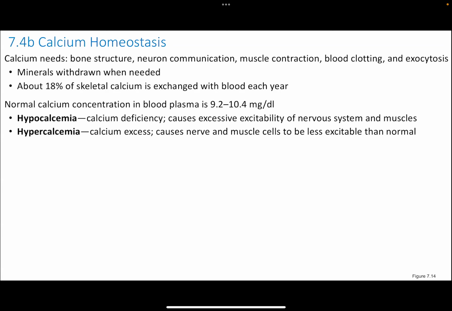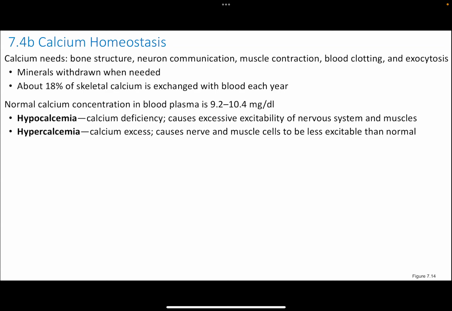When you are low on calcium, or there is a calcium deficiency, we call that hypocalcemia. And the result of this, or a symptom of this, is excessive excitability of the nervous system and the muscles. So when you're low in calcium, essentially your nervous system and your muscles over-respond or overreact to the presence of calcium because there's not a whole lot of it.